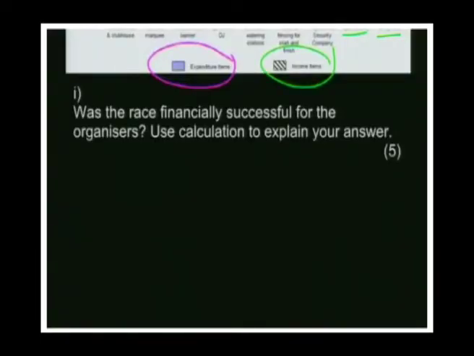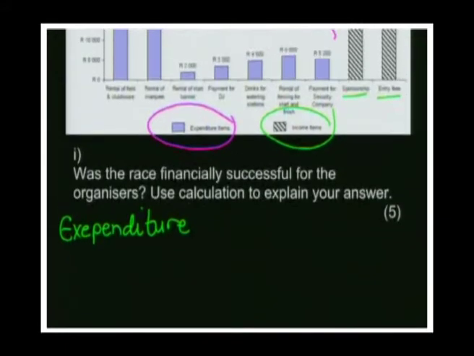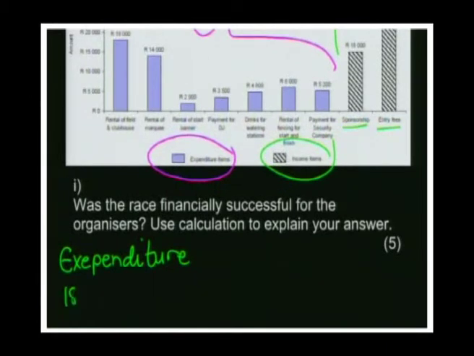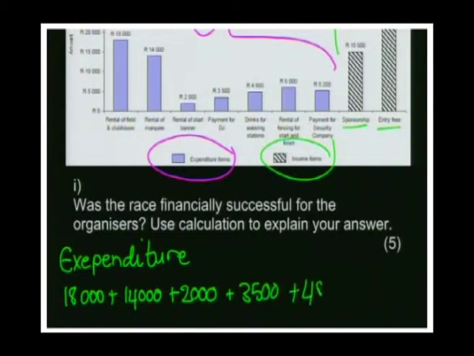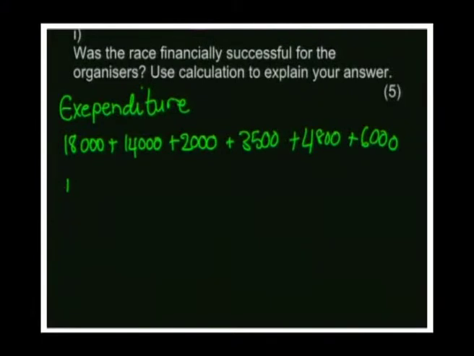Right, so first of all, let's work out our expenditure. We've got 18,000 Rand plus 14,000 Rand plus 2,000 Rand plus 3,500 plus 4,800 plus 6,000, and I'm going to have to go a line down, plus 5,200. And let's add them all up and see what we get.